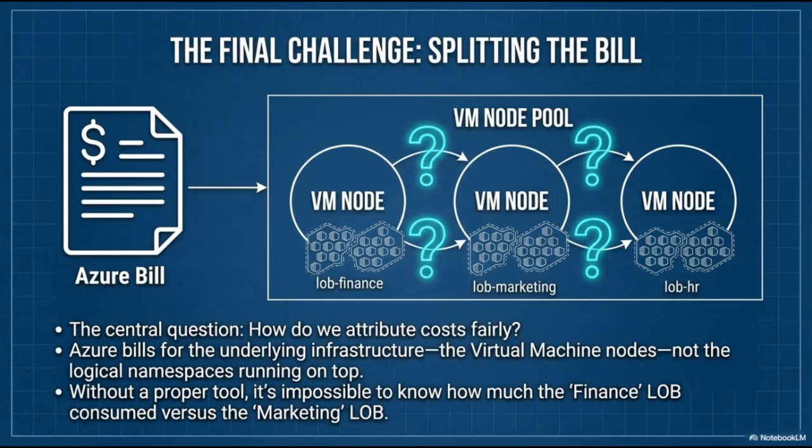As illustrated here, we have multiple lines of business, such as finance, marketing, and HR, all sharing the same VM node pool. Without a proper tool in place, it is impossible to accurately determine how much infrastructure the finance LOB consumed versus the marketing LOB. This lack of visibility creates a significant hurdle for financial accountability and resource management.